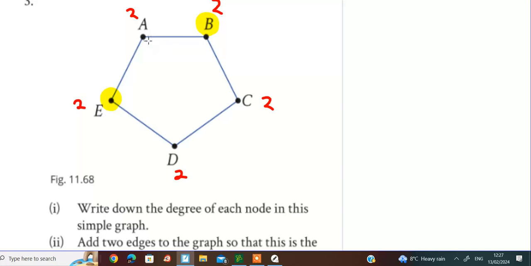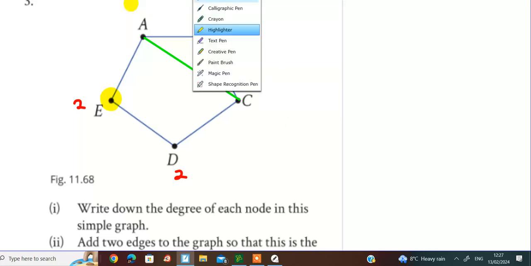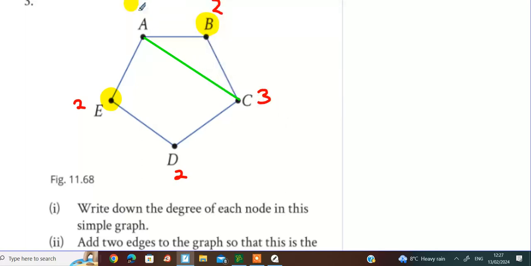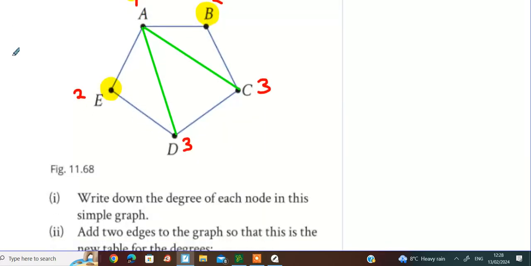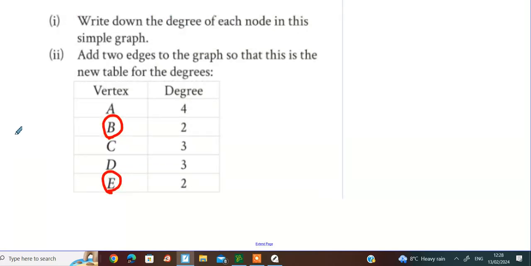So I think if I link A to C, that will send C up to 3, and obviously A to 3. But then if I link A to D, that will send D to 3, and obviously A to 4. So I think that's what I'm happy with. Happy days. AC and AD are added in. Good.